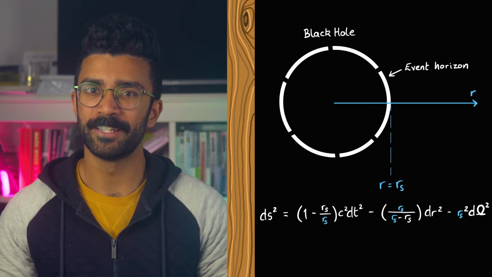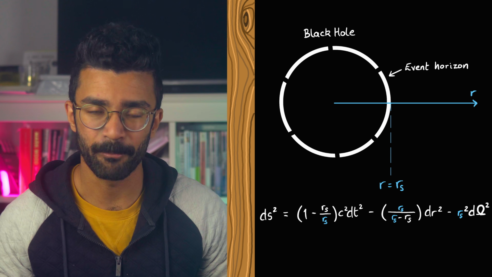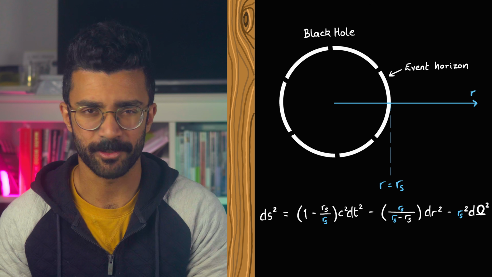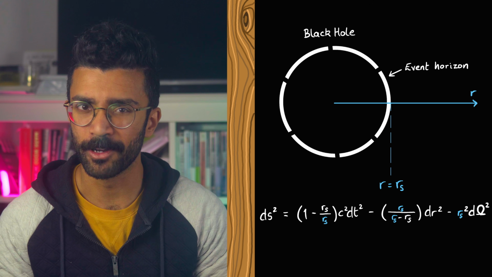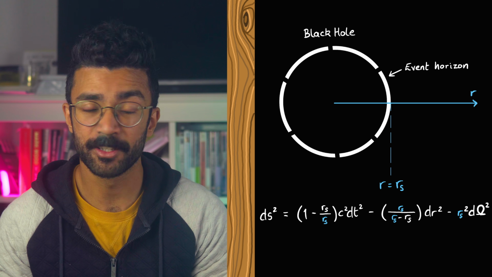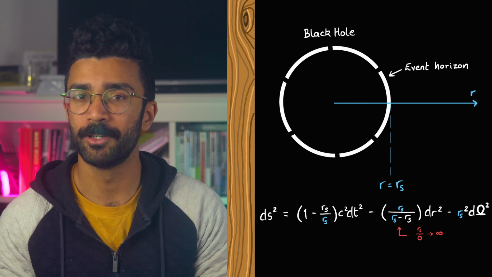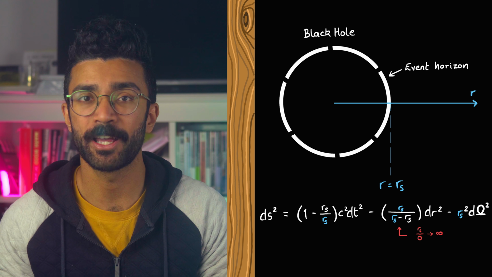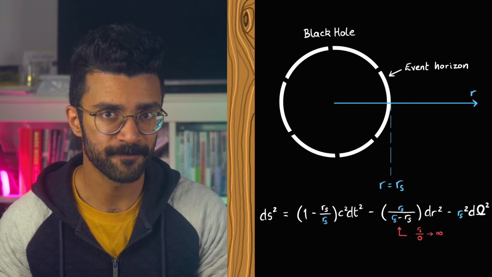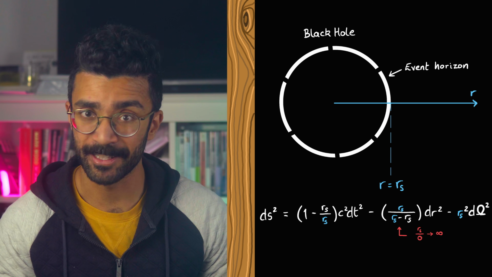Now, we may know that the event horizon is the point beyond which not even light can escape a black hole. It seems like a strange and interesting boundary. And it is in some ways. For example, if we plug in a value of r is equal to rs in the Schwarzschild solution, it once again blows up, because now this term goes to infinity. Once again, we have a divide by 0 error. Luckily, however, this singularity doesn't actually exist in reality.